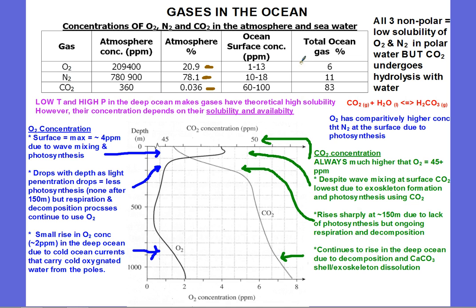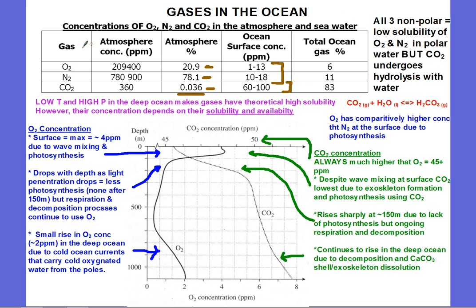But then you look at the concentration in the ocean, and it's quite clear that even though oxygen and nitrogen are high percentages in the atmosphere, they're around 10 to 20 parts per million only in the ocean, whereas carbon dioxide, which only makes a tiny fraction of the atmosphere, is up to 100 parts per million. Based on the graph down below, it's about 50 parts per million, so it depends on your source, but it's definitely much higher than the concentration of oxygen and nitrogen.